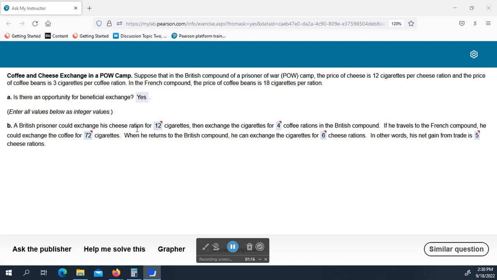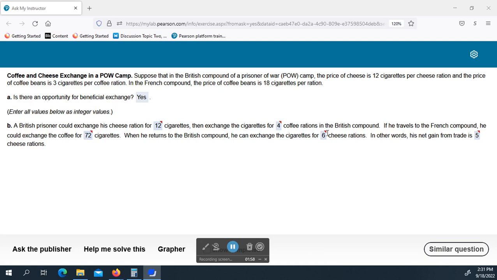Okay. So the British prisoner could exchange his cheese ration for 12 cigarettes. In the British compound, he's got a cheese ration, and he trades it for 12 cigarettes because that's the going price. Then he exchanges the cigarettes for 4 coffee rations in the same compound, because coffee beans are 3 cigarettes per coffee ration. 3 times 4 is 12, right? So I have 12 cigarettes, it only costs me 3 cigarettes for 1 coffee ration, so I can get 4 coffee rations. So 12 cigarettes, 4 coffee rations in the British compound.